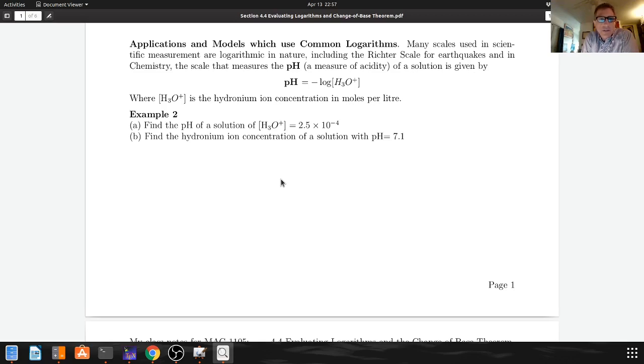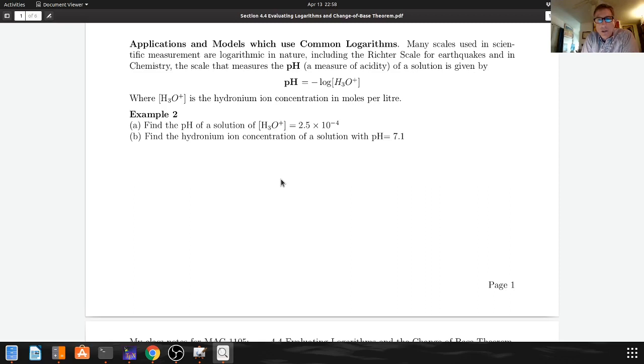But at any rate, the scale that measures the pH, which is a measure of acidity of a solution, is given by pH. Remember, that's just saying some measurement of acidity is minus log of H3O plus, where H3O plus is the hydronium ion concentration in moles per liter. So if you're chemistry majors out there, all of this is familiar to you. The plus tells you it's an ion. It's missing an electron, I believe. 3 parts hydrogen, 1 part oxygen. So it's clearly not H2O.